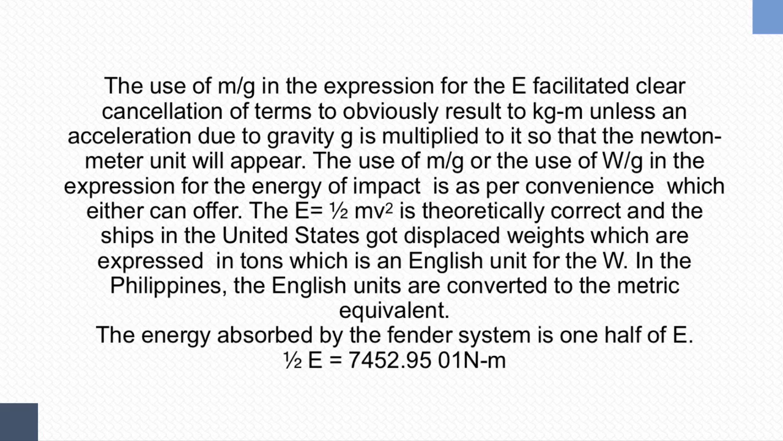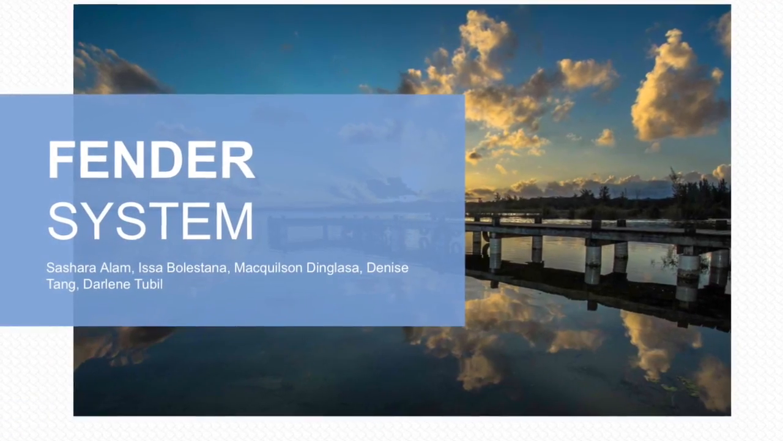E equals 1/2 mv squared is theoretically correct, and the ships in the United States have displaced weights which are expressed in tons, which is an English unit, for the W. In the Philippines, the English units are converted to the metric equivalent, where the energy absorbed by the fender system is 1/2 of E, which equals 7,452.95 newton per meter. And that's it for fender system.